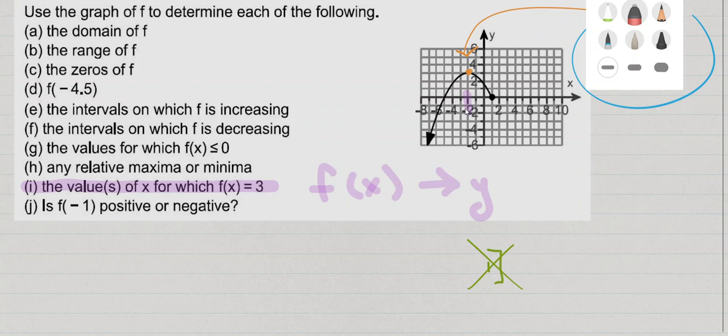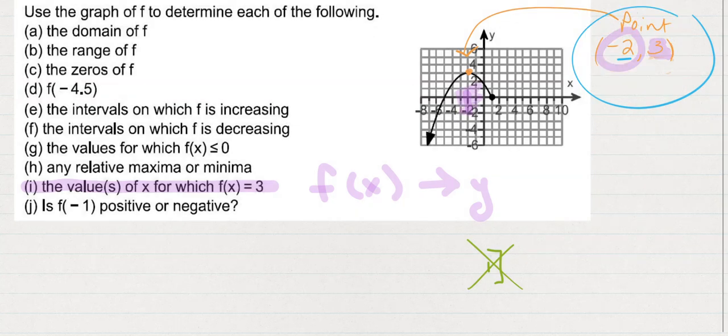And then finally, is f of negative 1 positive or negative? When I look for x equals negative 1, it happens on this purple line I've highlighted, and the value of the function when x is negative 1, the value of the function is positive because it's above that x-axis.